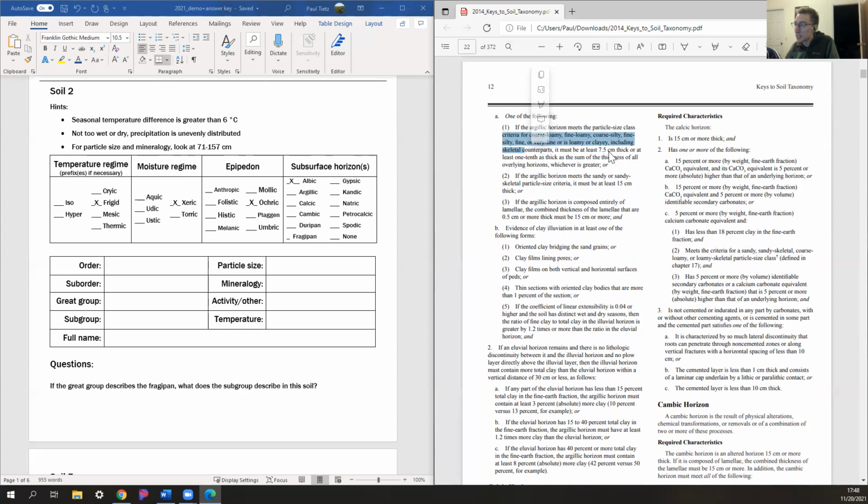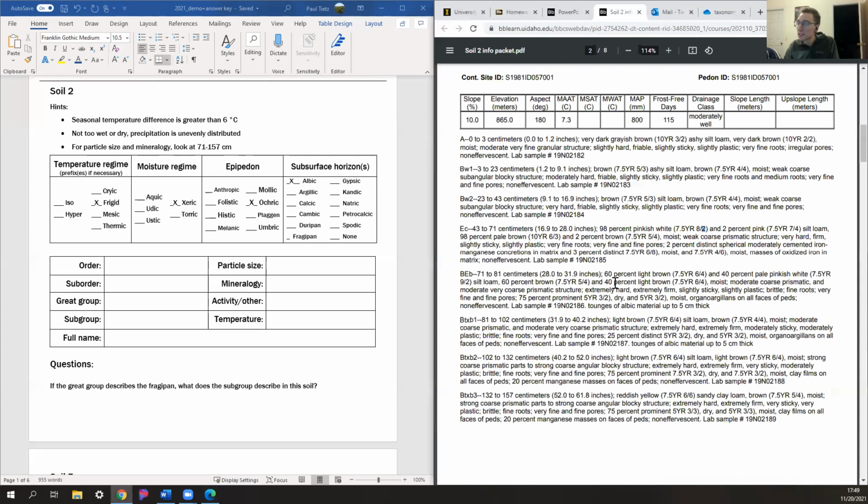It must be at least 7.5 centimeters thick, or if it's a really sandy or sandy skeletal, it has to be at least 15 centimeters thick. So we're silty, we fit in this one. We have 7.5 centimeters as our depth requirement. And evidence of clay illuviation in at least one of the following forms: clay films lining pores, clay bridging, something like that. So that's what the T horizon usually means. To be absolutely certain, we can check in the profile descriptions here. We've got clay films on all faces of peds, clay films on all faces of peds. That sounds good to me. So I'm just gonna mark argillic, flip back to the taxonomy.